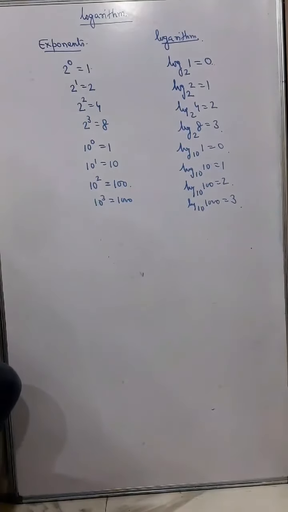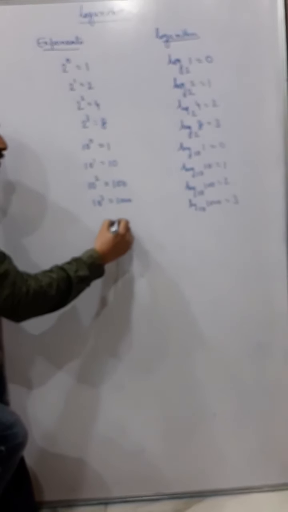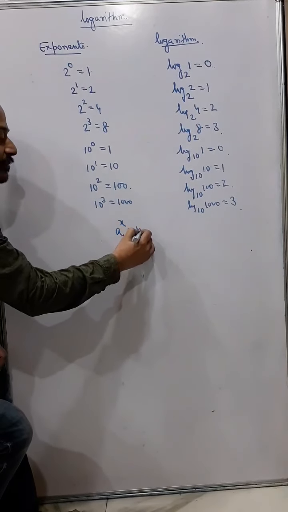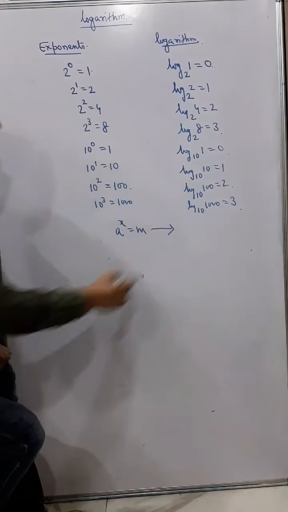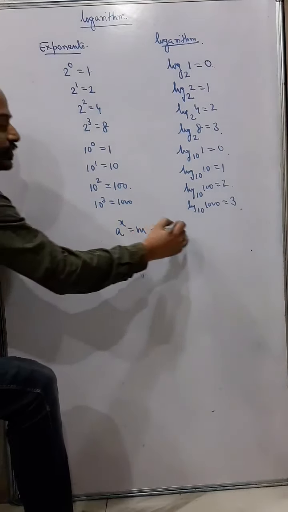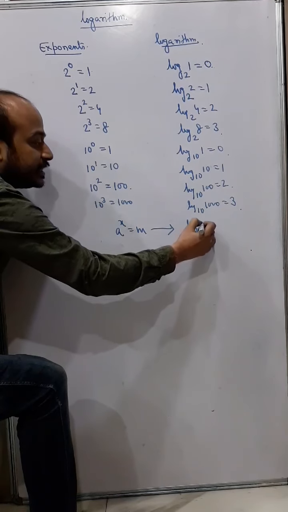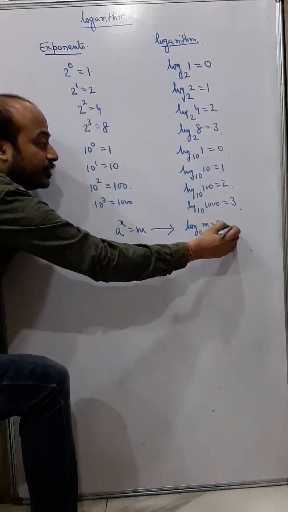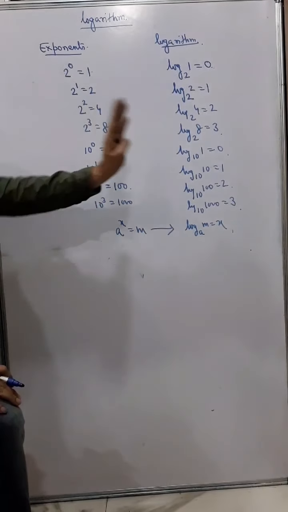So like this. So finally if I say if a to the power x equals to m, then in case of logarithm, how should I write? I will write log base a m is equal to x. So this is the pattern you have to remember in all this case.